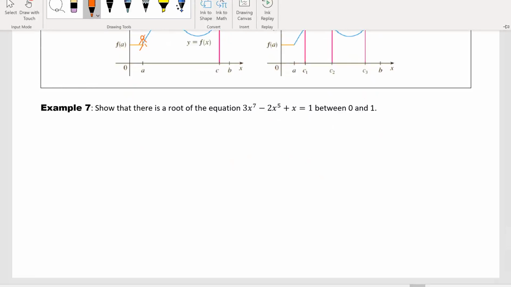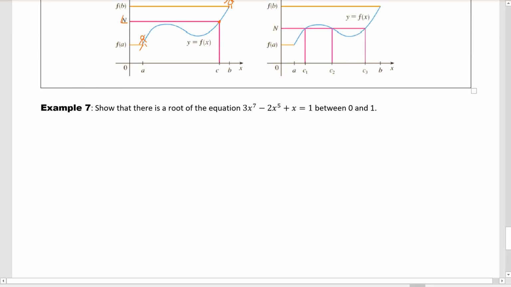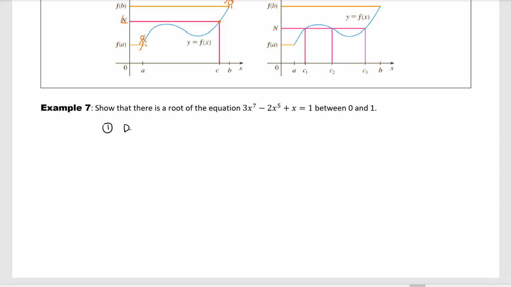Right now, I'm going to write down the steps of this kind of problem, and then you just follow the steps, and all of this kind of problem works the same way. The first step is to define the function. You use the left-hand side minus the right-hand side.